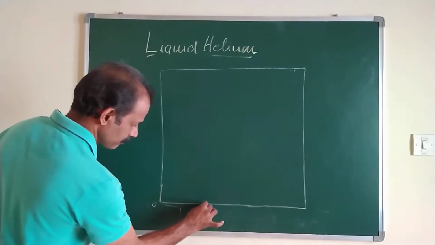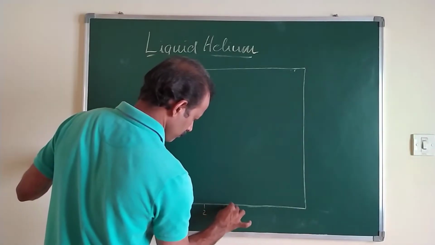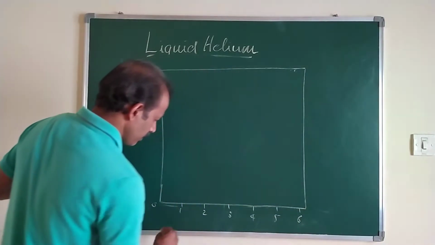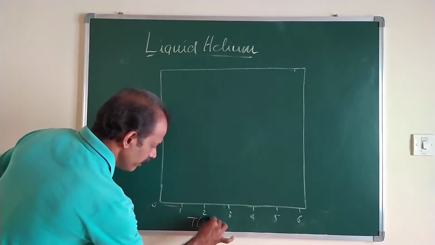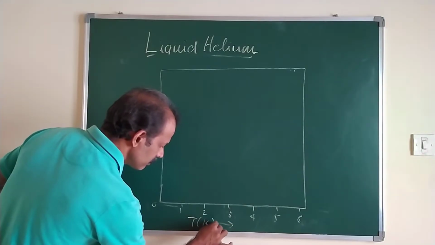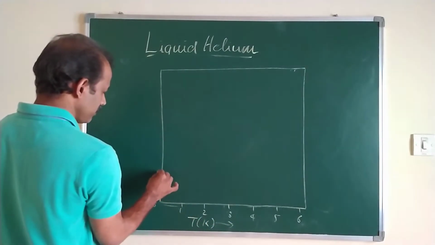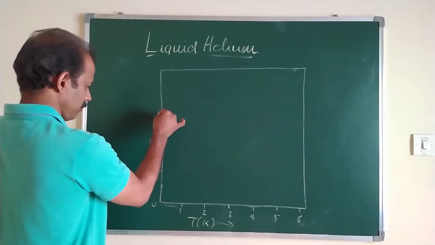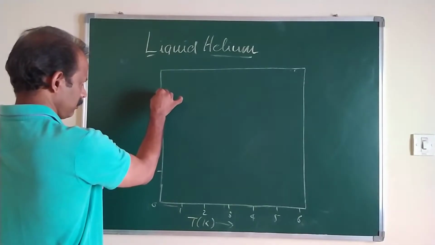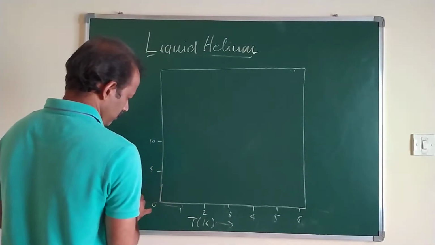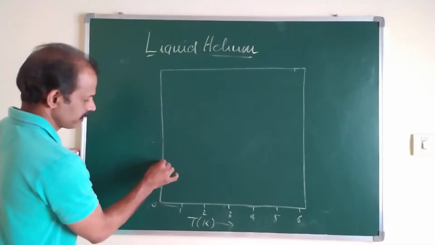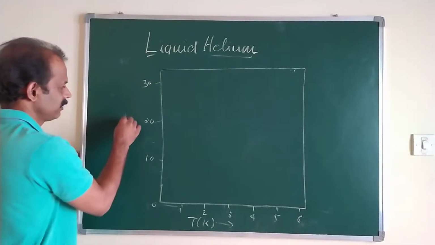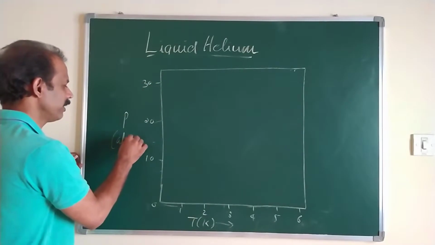X-axis is temperature in Kelvin, and the y-axis is pressure. We can just take the scale as 10, 20, 30 simply. So the y-axis is pressure in atmosphere.